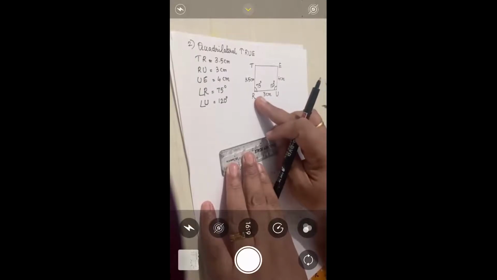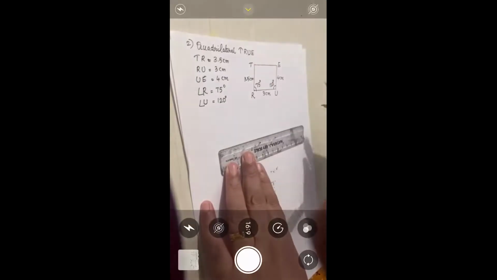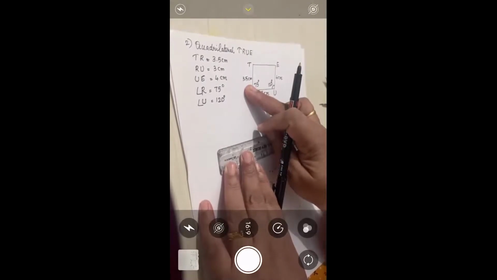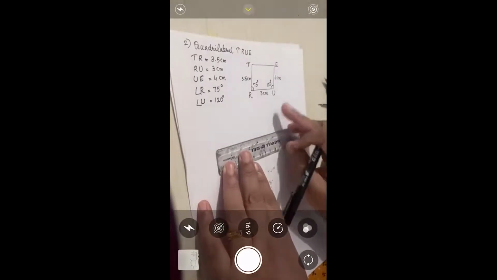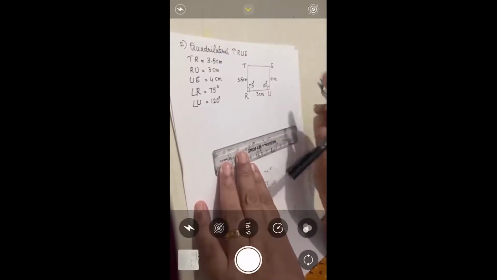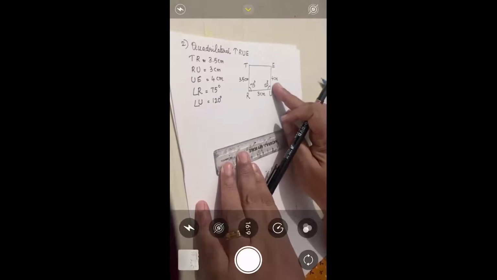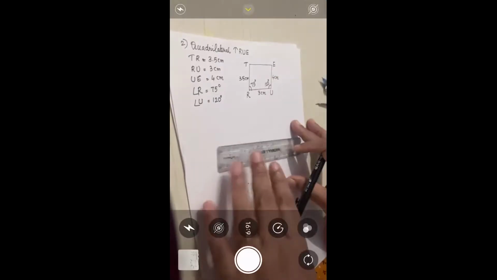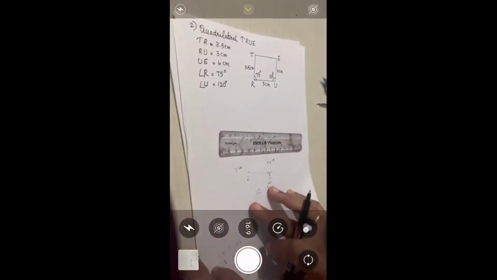Then at point R, we will construct the angle 75 degree. Then we will draw the arc of radius 3.5 cm to get the point T. Similarly, at the point U, we will construct the angle 120 degree. Then we will draw an arc of radius 4 cm to get the point E. Then joining T and E, we will get the required quadrilateral. Now we are going to do the real construction.